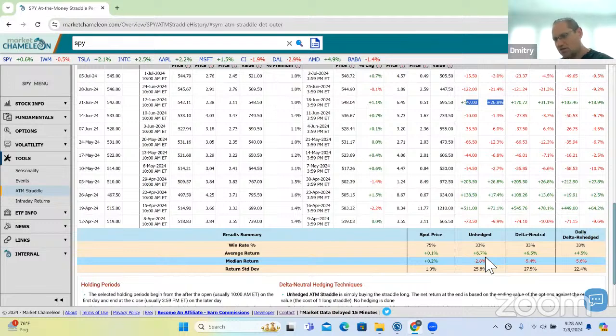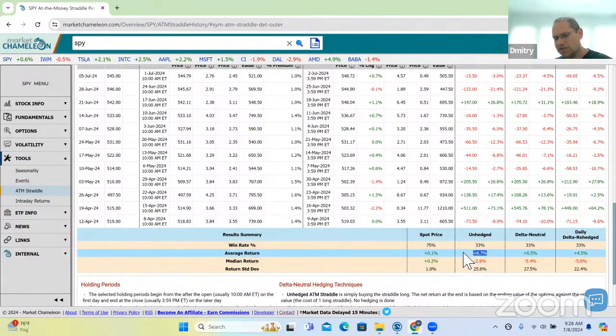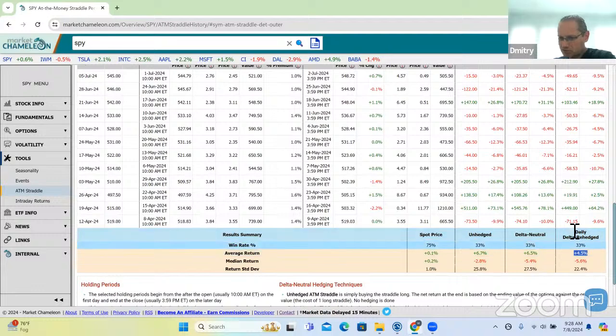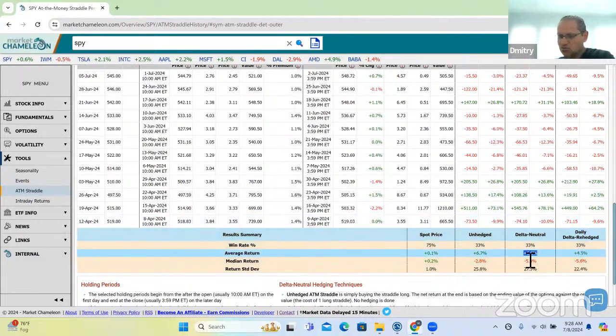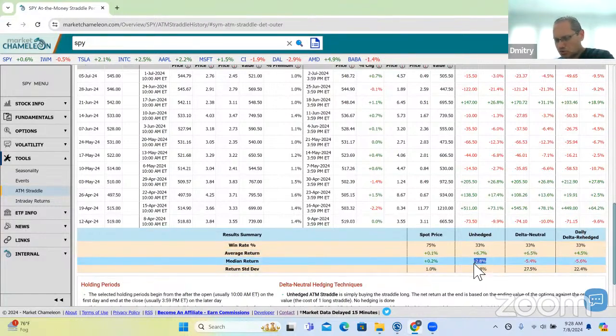So this is what it's saying: yeah, you're going to carry more losses, but when the gains offset and then go above that amount, it results in an average gain overall, 6.7%. If you did a delta rehedge, 4.5%. I'm sorry, delta rehedge 4.5%, delta neutral 6.5%. And you can see here the median return was down 2.8%, down 5.4, down 5.6.